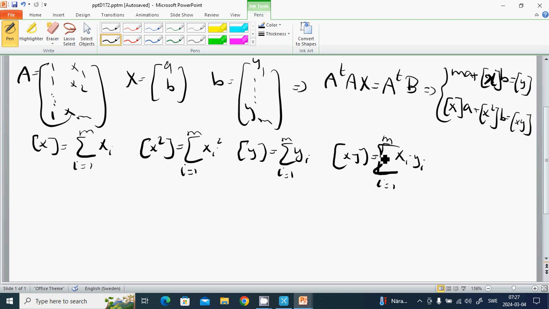An example for this: we need to find the line going through the three points minus 1, 1; 1, 2; and 2, 3, P0, P1, P2. We know that y equals a plus bx.